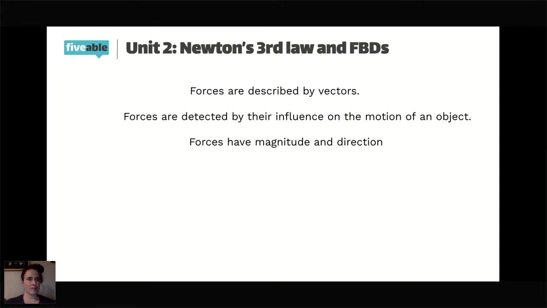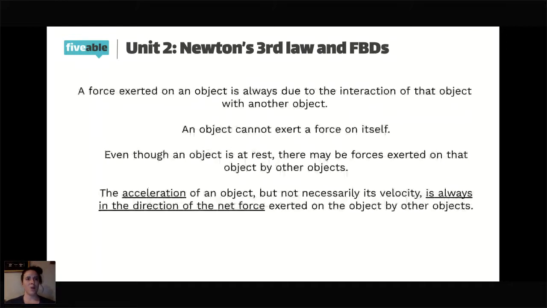Alrighty. A force exerted on an object is always due to the interaction of that object with another object. In order to have a force, you have to have something providing that force. It's not just going to magically appear, is what that's saying. An object cannot exert a force on itself, which makes sense. And even though an object is at rest, there may be forces exerted on it by other objects. So, like our box on a table, we have gravity, we have normal force. So, even if it's at rest, there's probably still forces acting on it. They just cancel each other out.